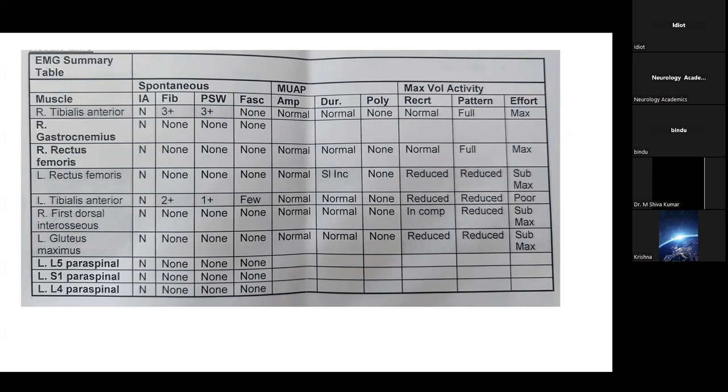So finally, what are the problems? There is asymmetric involvement: left side upper and lower plexus and right side lower plexus involvement, bilateral asymmetric, diabetic.